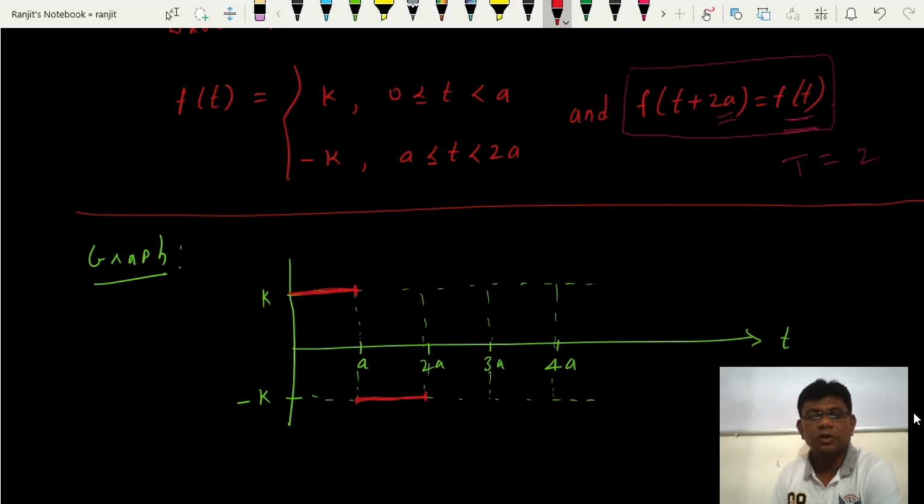Now this is the periodic function. It repeats after equal intervals. Again f of t is equal to k if t is between 2a and 3a, and f of t is equal to minus k if t is between 3a and 4a. Means the graph repeats after an equal interval of 2a. So this is the square wave function. Now it is used in electrical engineering.